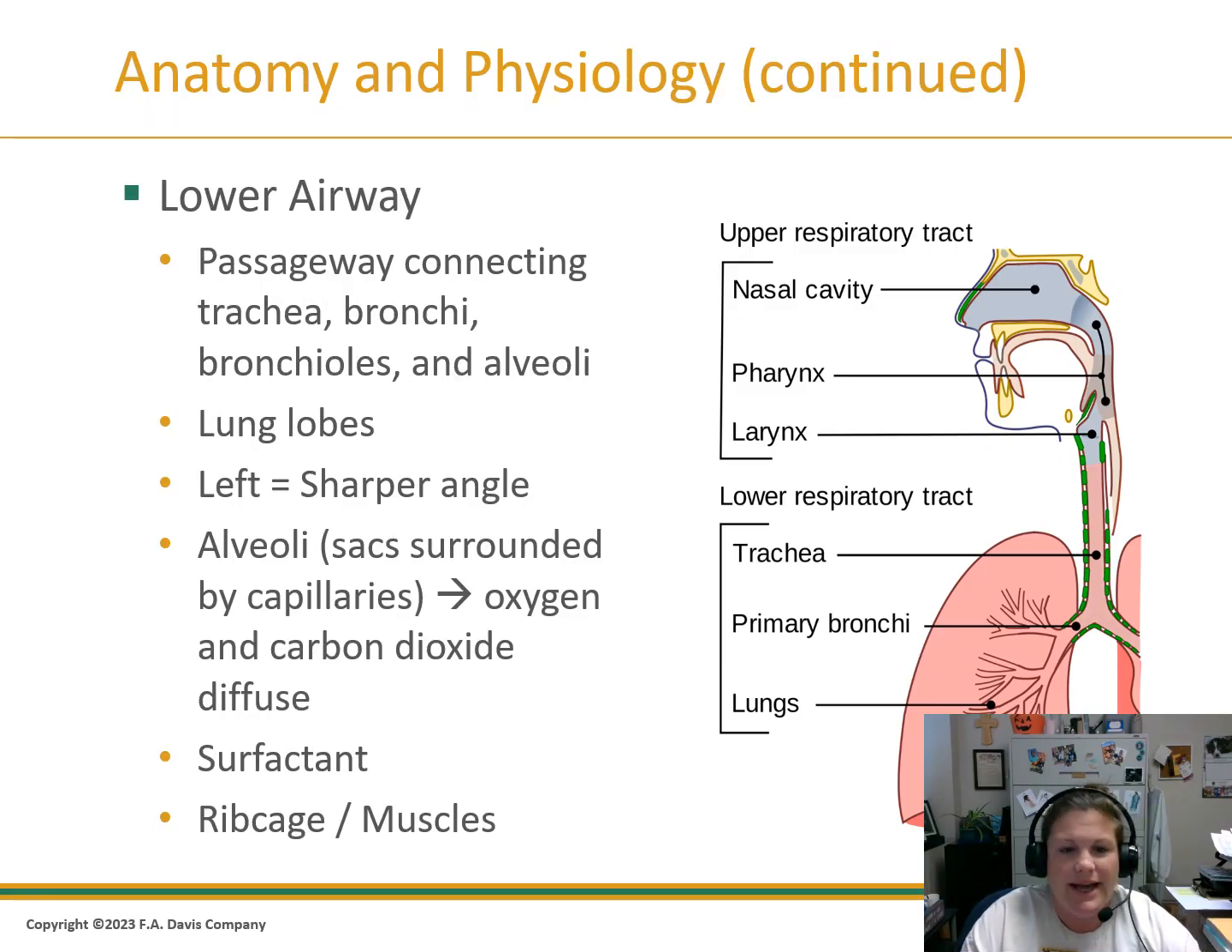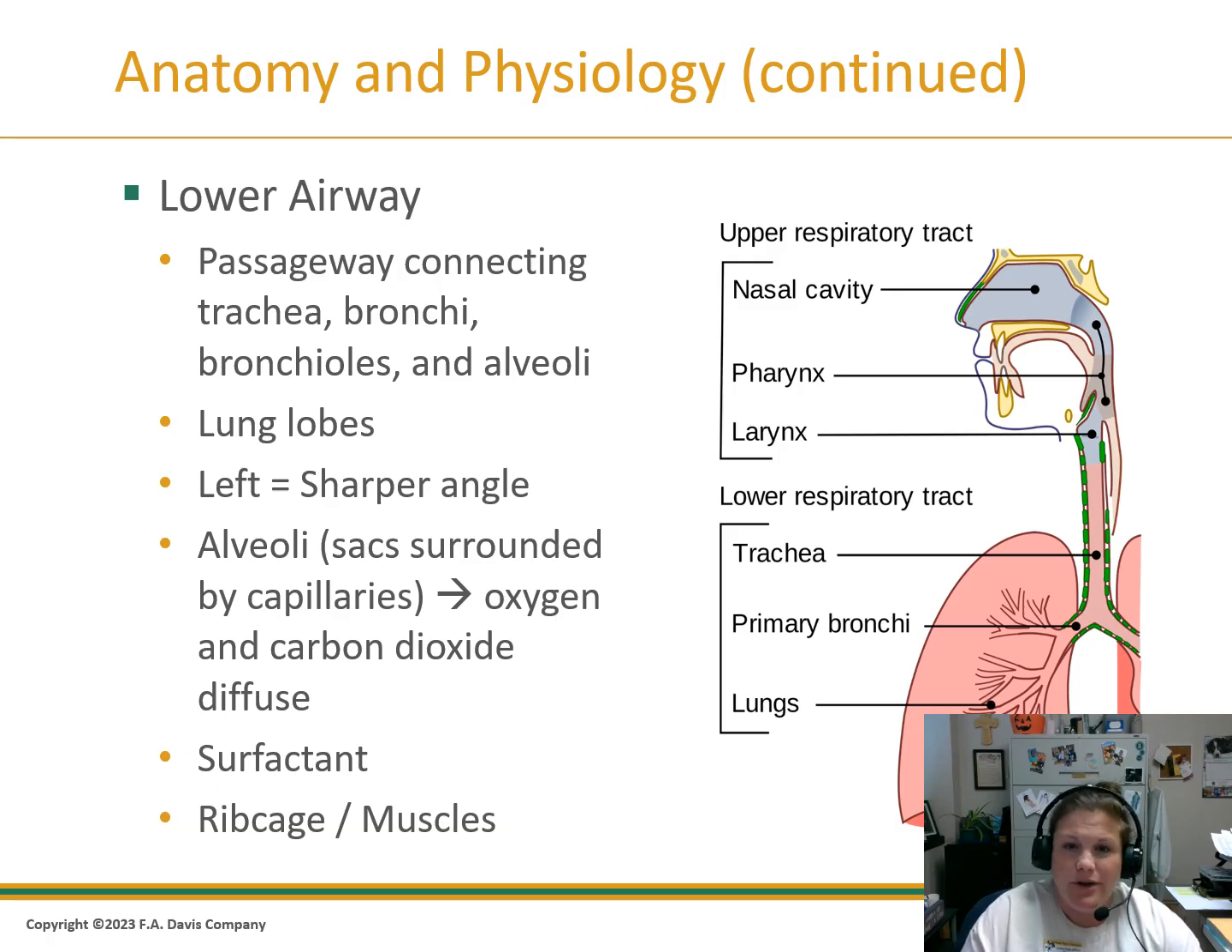This is looking at the same illustration in terms of the lower airway, which we said was the trachea, bronchi, bronchioles, and alveoli. The left lung, remember, has 2 lobes. The right has 3. The bronchi split into branches known as bronchioles, and the left bronchus splits at a sharper angle, which is important to consider in cases of foreign body obstruction. It's more likely for things to be lodged there.